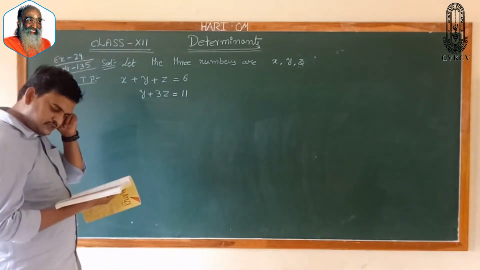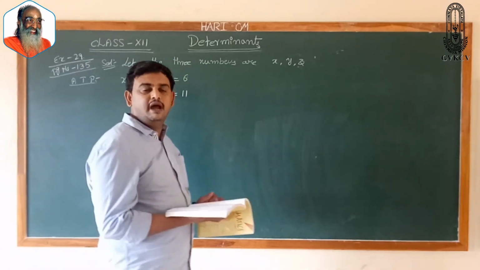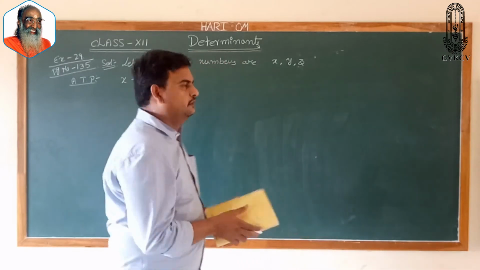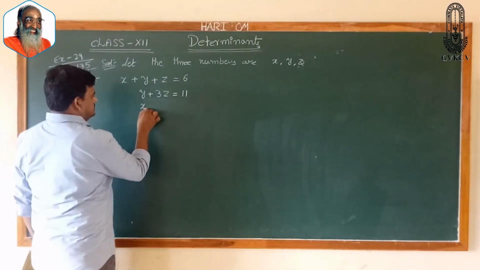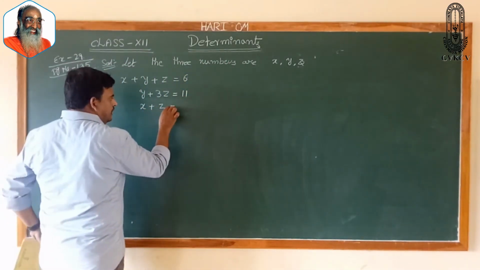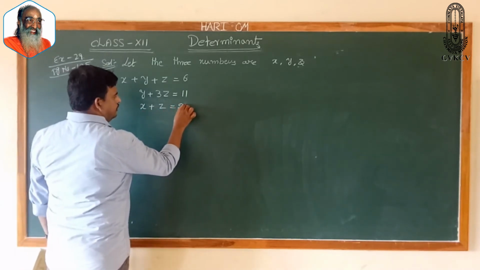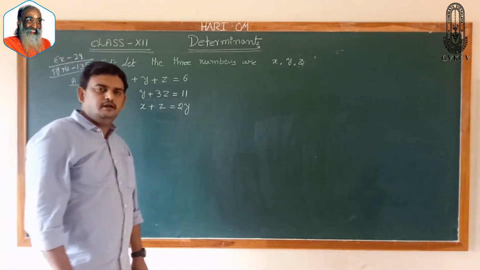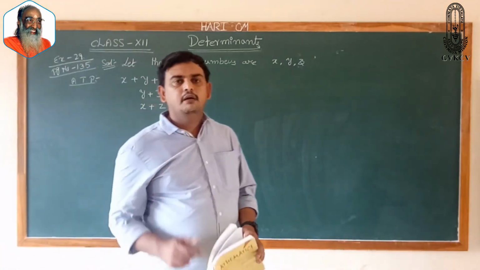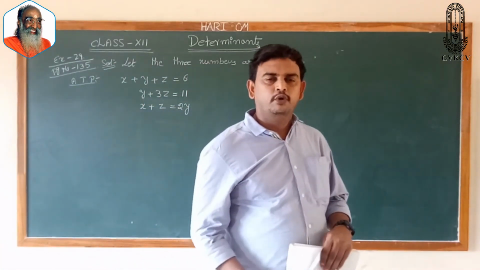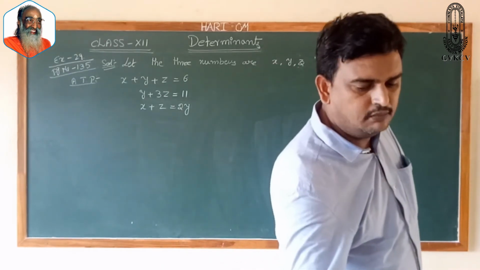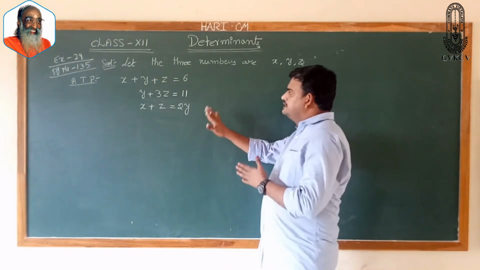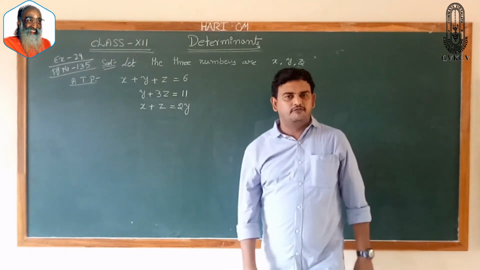Again, continuation. By adding the first and third numbers, we get double of the second number. First number is x, third number is z. By adding these two, we get double of the second number. So this is the way, by reading the question, we need to frame the system of equations. Now, these equations we should convert into a proper form.